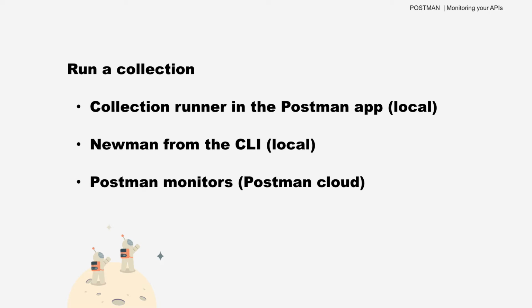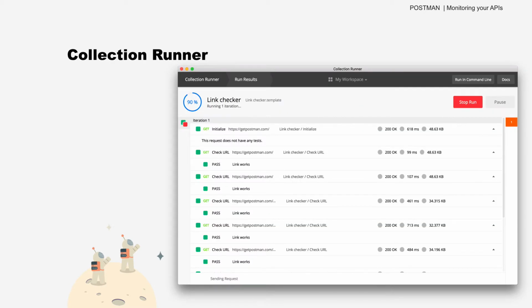In Postman, there's three ways to run a collection. You can run it locally in the Postman app with the collection runner. This will call all of your API requests in the collection, passing along data if you set it up that way, running any tests that you've written, and show you if the tests have passed or failed.